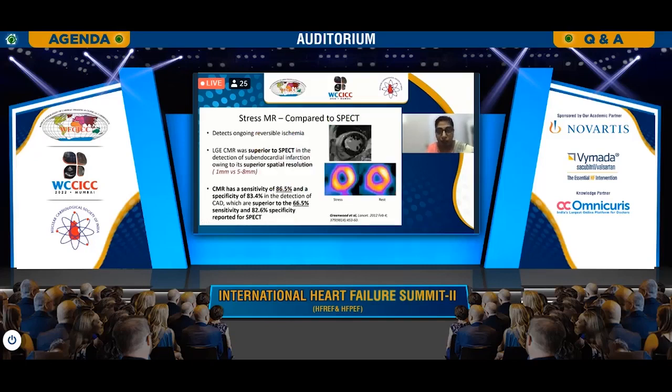Stress MR can be done to pick up reversible ischemia, and if you compare it with SPECT, the spatial resolution of cardiac MR is far superior: 1 millimeter versus 5 to 8 millimeters for SPECT. Something which appears as a complete donut on SPECT may actually show a small subendocardial infarct on cardiac MR because of the higher spatial resolution. Cardiac MR improved the sensitivity far higher than SPECT, which has a lower sensitivity in the mid-60s.